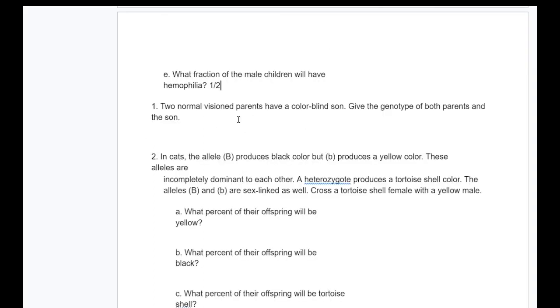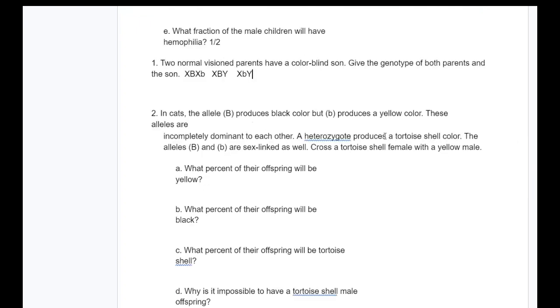All right. So we give the genotypes and phenotypes of the parents and the son. Again, it doesn't really matter. The mother is X^B X^b, the father is X^B Y, and the son is X^b Y. All right, that's all of them.